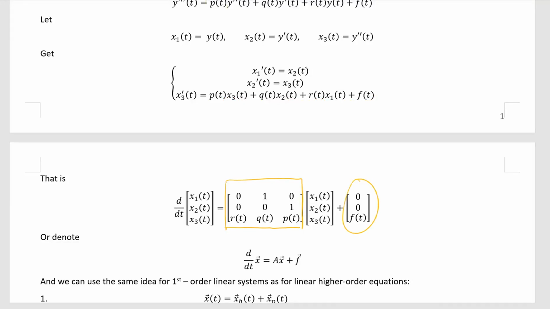Okay, so now we can consider x to be a vector. X is x1, x2, x3, a 3 by 1 column vector. On the left, we have the derivative of the column vector x. Let's call this matrix A. Then we have A times x plus, let's define F to be the column vector 0, 0, f of t. So now we can simplify and get this notation.